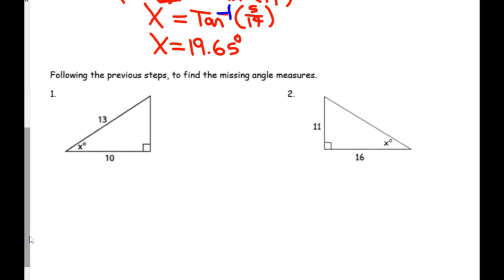On number 1, what's my angle that I'm missing? X. So let's label O, H, and A starting at angle X. So from X, everyone's doing this, we're going to label O, H, and A, right? So start at X, go O, H, A. I want to see y'all do it. Number 1. O is going to be nothing. H is across from 90, so it's going to be 13.